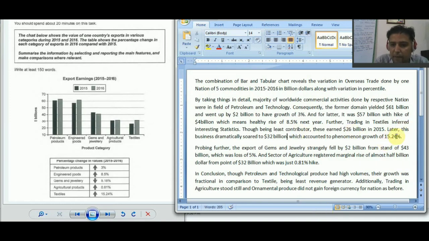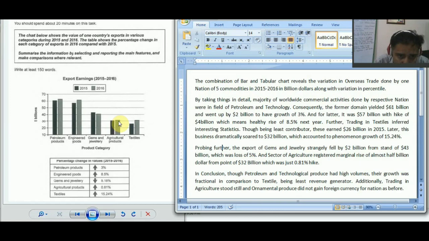15.24%. Then probing further, so far students we have finished with textile, petroleum products and engineering goods. Now we are left with only gems and jewelry and agriculture products, so these are explained here. Probing further, the export of gems and jewelry strangely fell by $2 billion from the stand of 43 billion, which was a loss of 5%. And the sector of agriculture registered a marginal rise of almost $500 million.